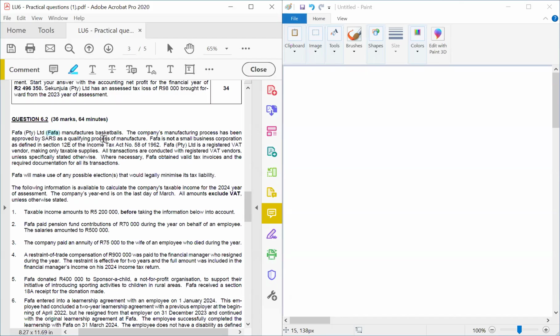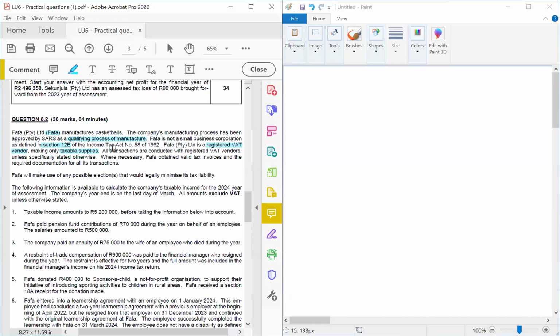Fafa manufactures basketballs. The company's manufacturing process has been approved by SARS as a qualifying process of manufacture. Fafa is not a small business corporation as defined in Section 12E of the Income Tax Act. Fafa Pty Ltd is a registered VAT vendor making only taxable supplies. All transactions are conducted with registered VAT vendors unless specifically stated otherwise. Where necessary, Fafa obtains valid tax invoices and the required documentation for all its transactions.